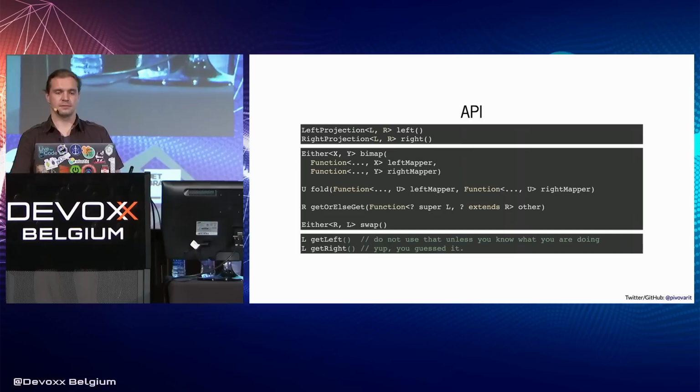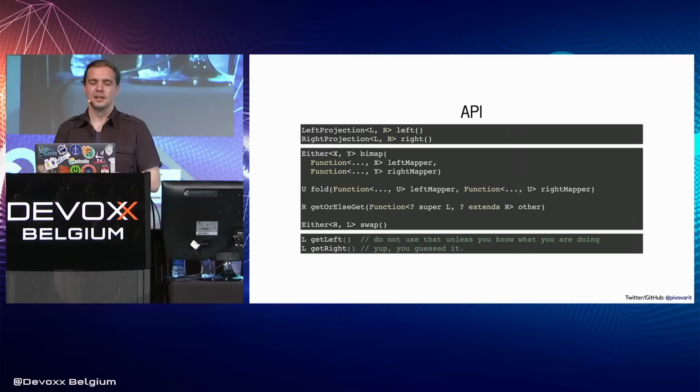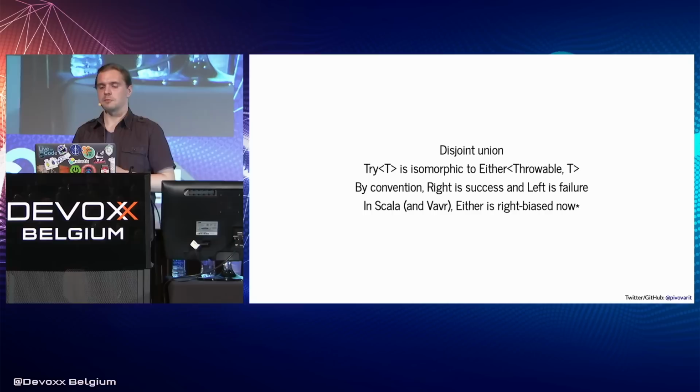But then the question, how do you work with that? You have a special tool for that called projections. From every Either, usually you can derive either a left projection or a right projection. A left projection will behave like a left-biased Either, and a right projection will behave like a right-biased Either. What's quite interesting is that since some time, especially in Scala, and this will be the case in Vavr, Eithers are biased by default. So it's good to remember that.